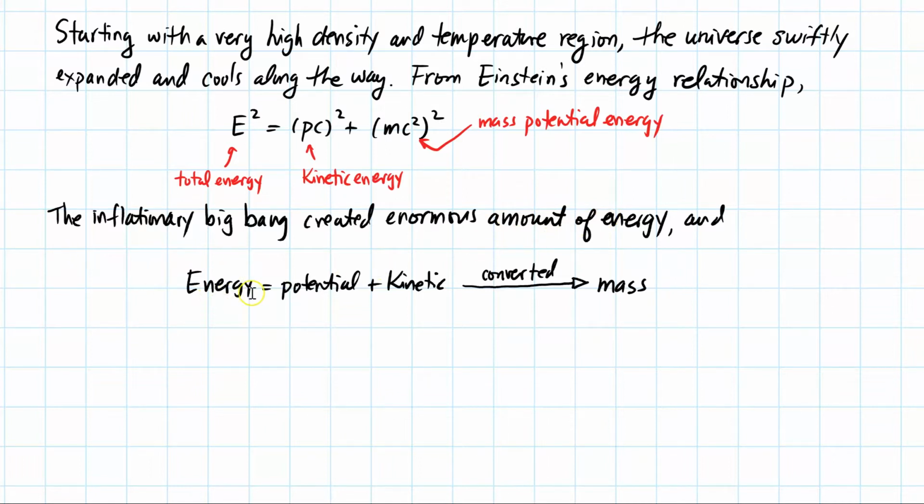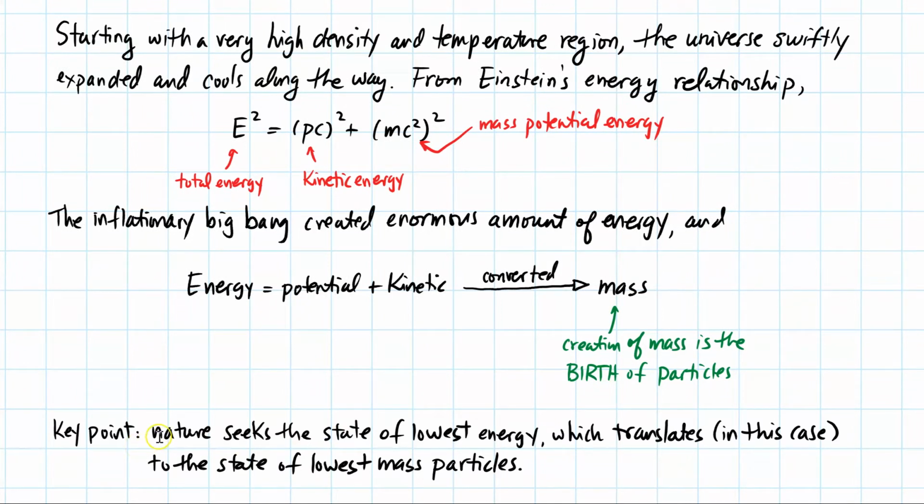And now that I have all this energy, which is a form of potential and kinetic energy, part of that is converted into mass. And it is this mass that is the birth of particles. Once again, this mass, which comes from the energy of the Big Bang, gives you the birth of particles, like the elements in the periodic table. Nature seeks the state of lowest energy, which translates, in this case, to the state of lowest mass particles.